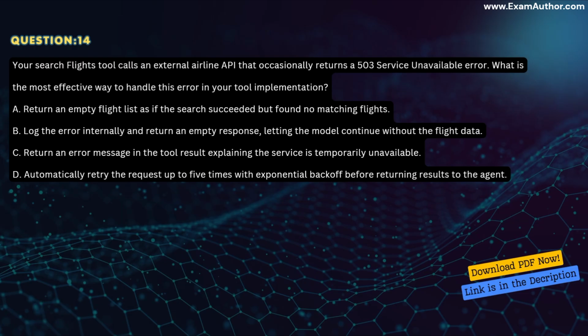Question 14. Your search flights tool calls an external airline API that occasionally returns a 503 service unavailable error. What is the most effective way to handle this error in your tool implementation? A. Return an empty flight list as if the search succeeded but found no matching flights.